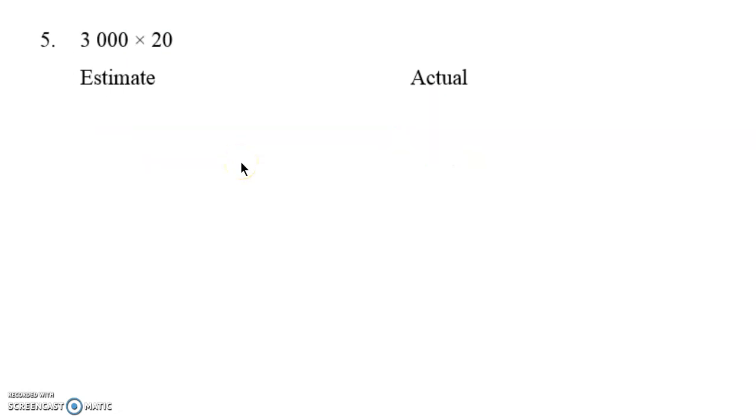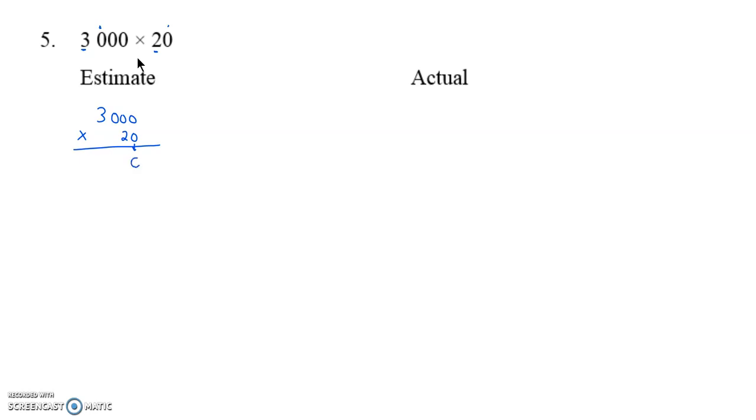For number 5, notice that these numbers are already rounded. So the 3,000, we've got 3,000 here. Notice that everything is already rounded. And then 20 here, same goes. So there's nothing here to change, but we can certainly go ahead and do our estimate.